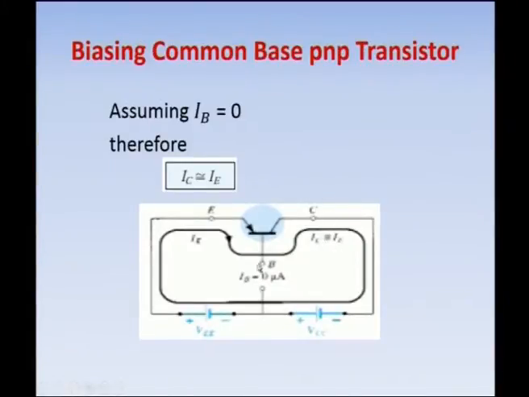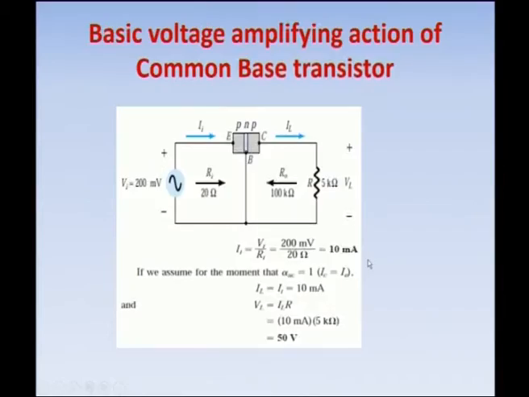The collector current is equal to the emitter current if alpha is 1. Alpha is the ratio of the collector current to the emitter current. So, if it is 1, then IC is almost equal to IE. Here also we assume that alpha AC is 1. So, the current IL is equal to II. So, IL is now 10 milliamps.